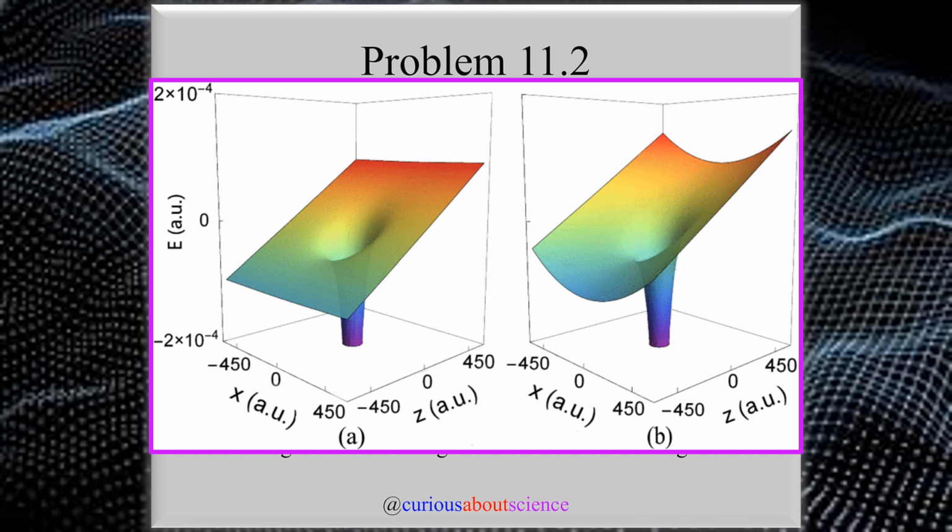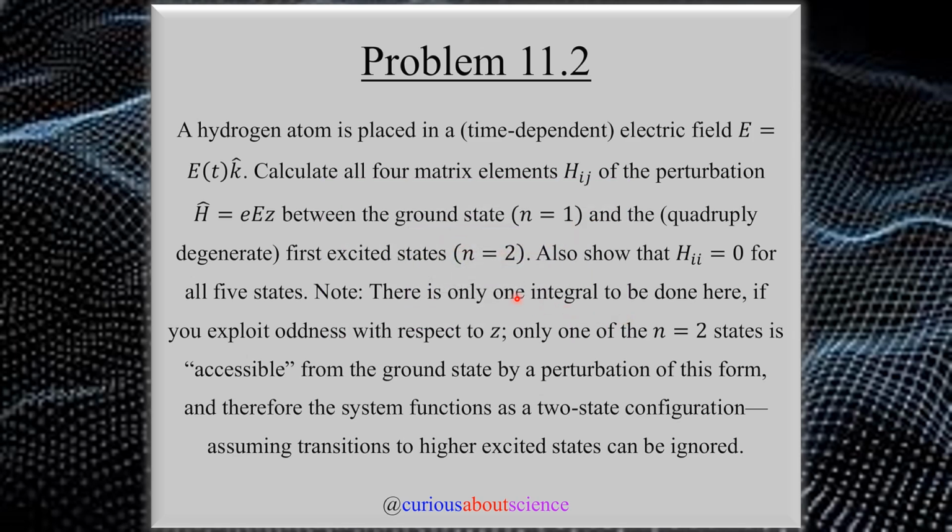Join me as we calculate how an electric field shifts the quantum states of hydrogen. Spoiler alert, only one excited state makes the cut. In this problem, our first one of chapter 11, a hydrogen atom is placed in a time-dependent, so that tells you what chapter we're in, time-dependent perturbation theory, electric field E equals E of t in the k-hat direction.